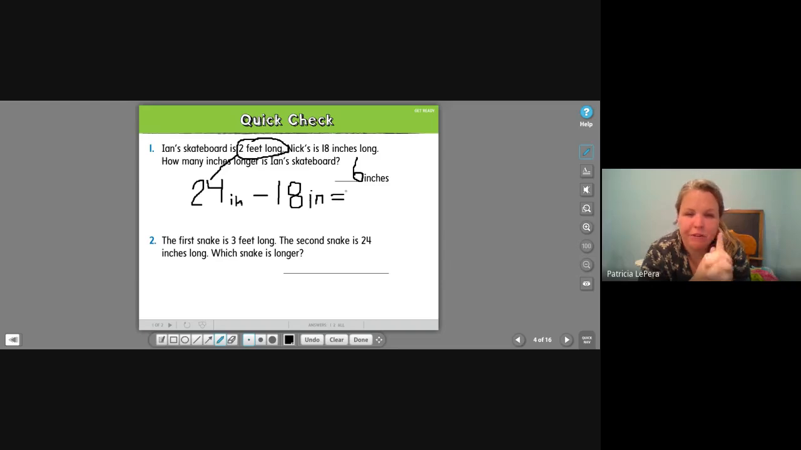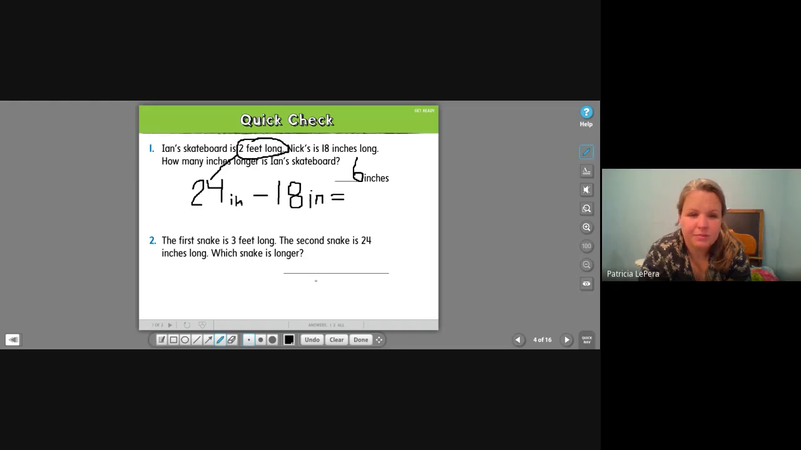Okay, so my first step was to make sure that they are using the same measurement. So they both needed to be in inches because it asked for the answer in inches based on our label over here. All right, let's try another one.